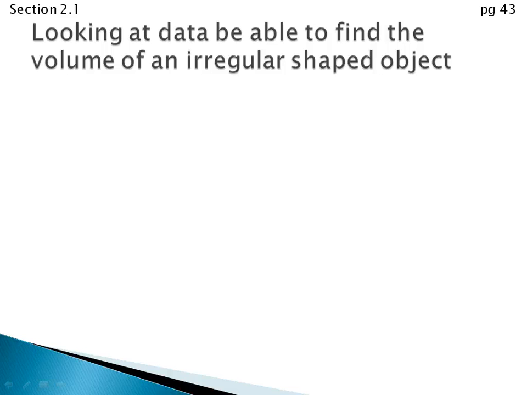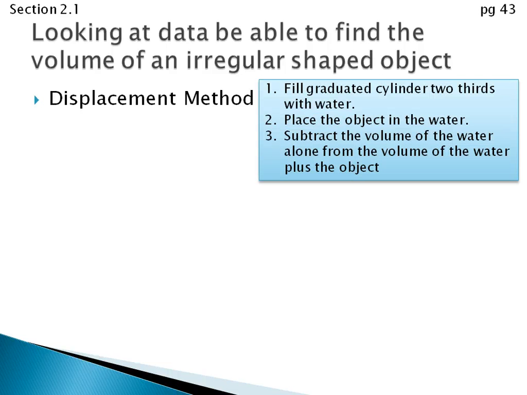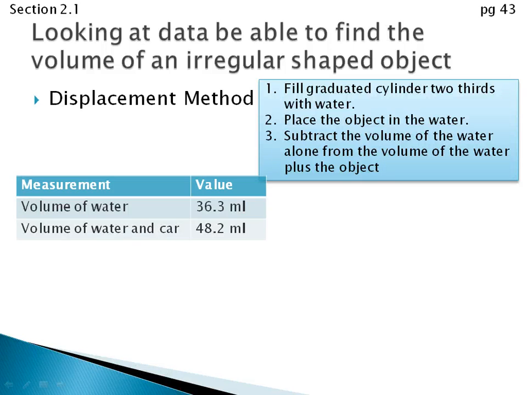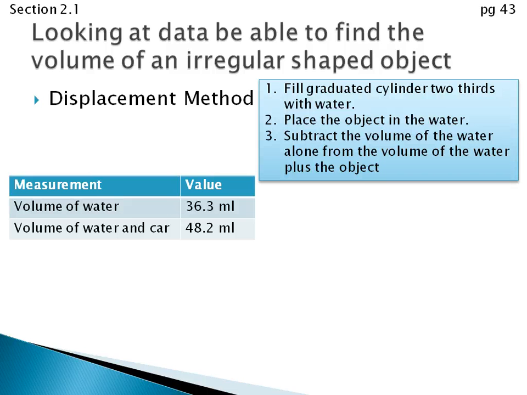Now, moving on to the next thing. We need to look at data and be able to find the volume of an irregularly shaped object. When we look at that, we're going to use what's called the displacement method. Here's the instructions that your book gave, which says to fill a graduated cylinder 2/3 with water, place the object in the water, and then subtract the volume of the water alone from the volume of the water plus the object. We're going to look at just a data table instead, though, that this has already been done for us.